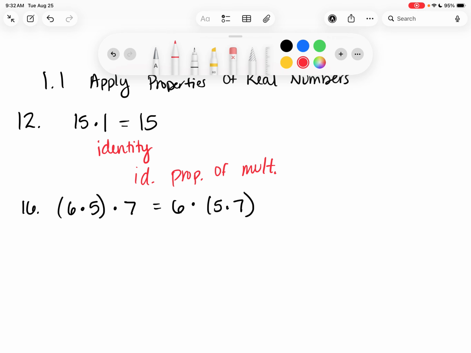Which property would this one be? Yep. So associative property of multiplication. Sometimes instead of even writing multiplication, I'll just write an X as the multiplication symbol. So do we have to write out property of? Yep, because there's different ones for multiplication and addition.